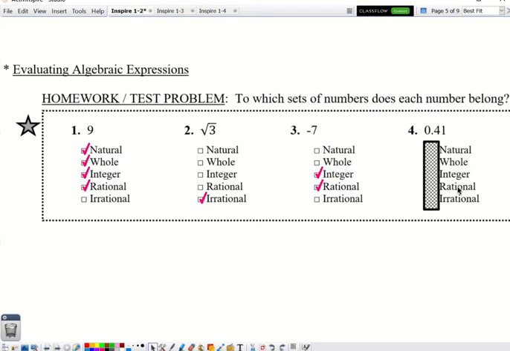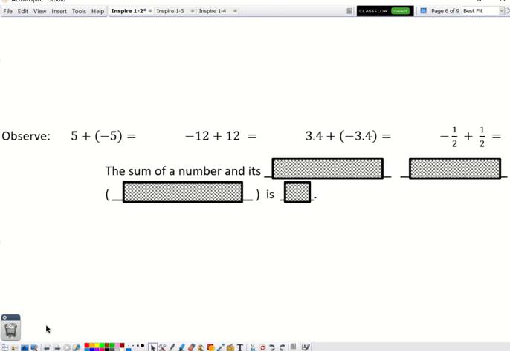Nope. Is it rational? The decimal ends at some point, so yep. So that is rational and only rational. All right, moving on here.